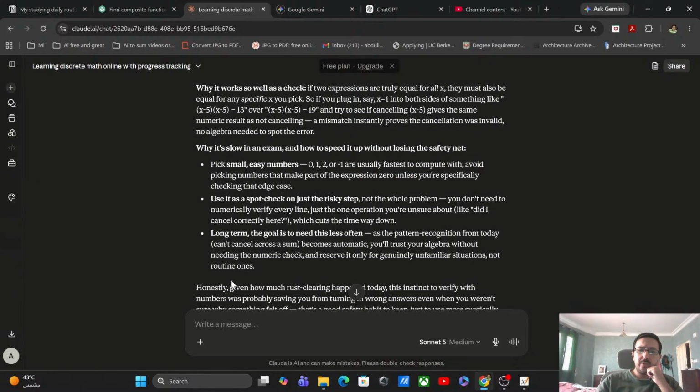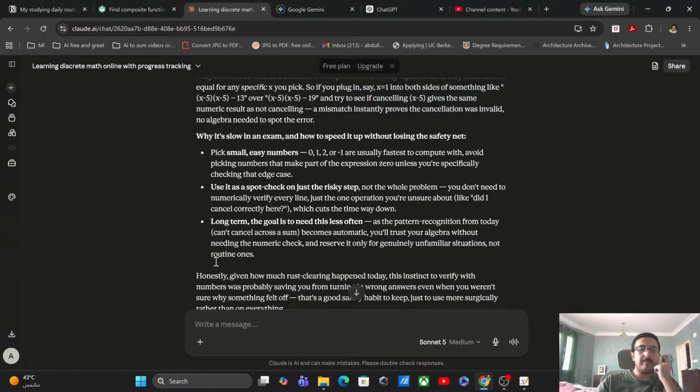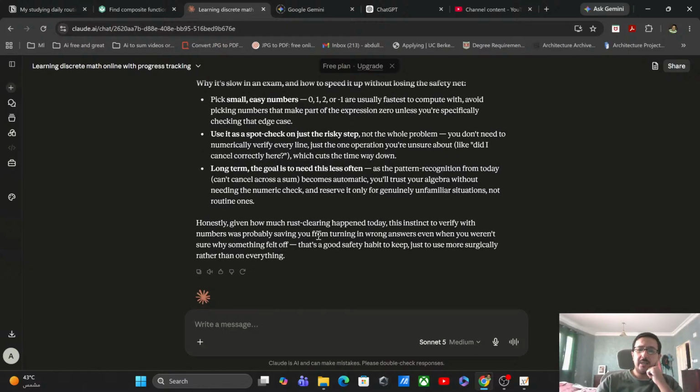Long term, the goal is to need this less often, as the pattern recognition from today, can't cancel across a sum, becomes automatic. You'll trust your algebra without needing the numeric check and reserve it only for genuinely unfamiliar situations, not routine ones. Honestly, given how much pattern recognition happened today, this instinct to verify with numbers is something you'll need less and less.